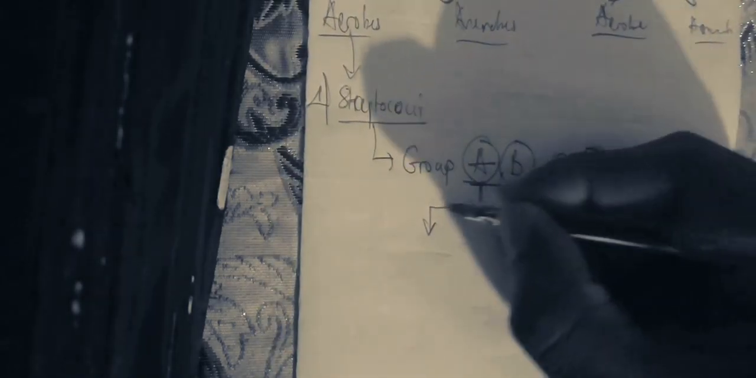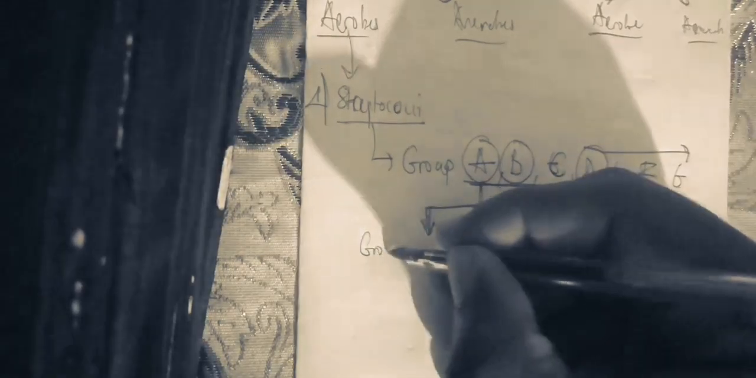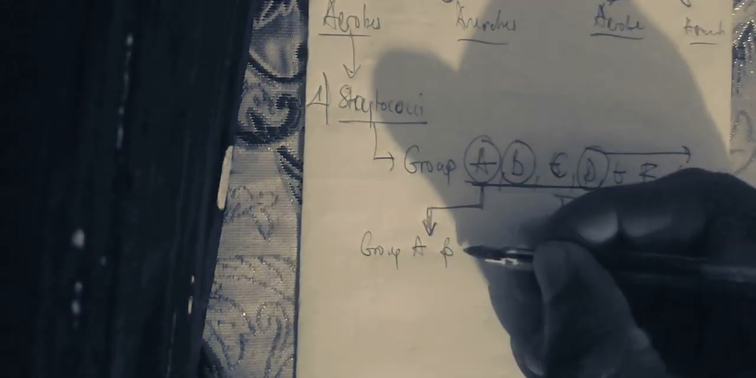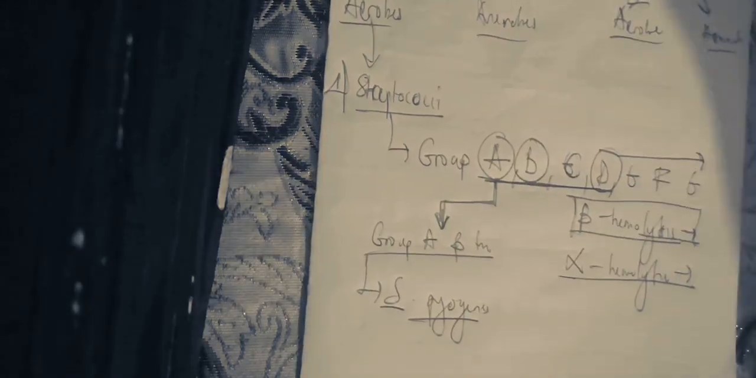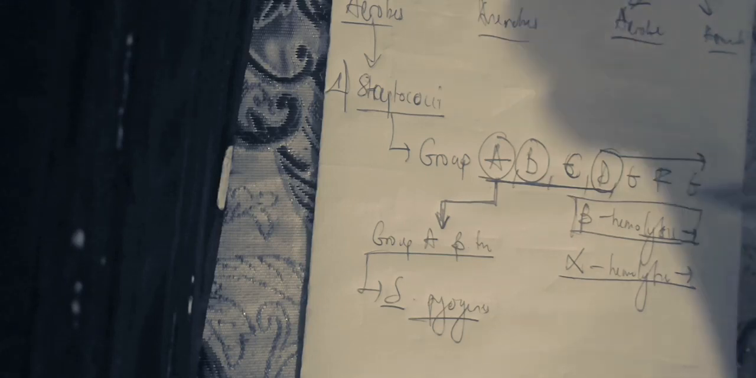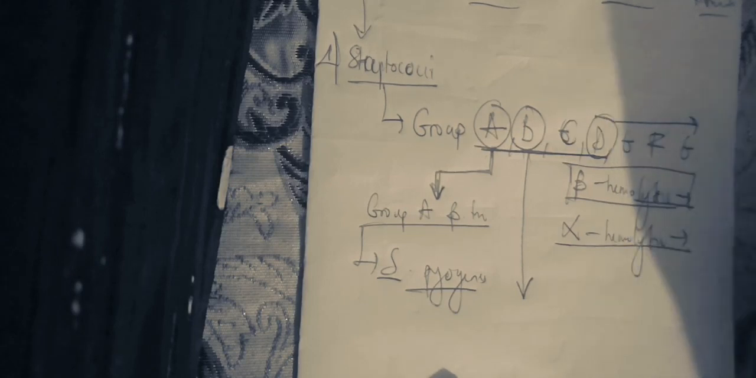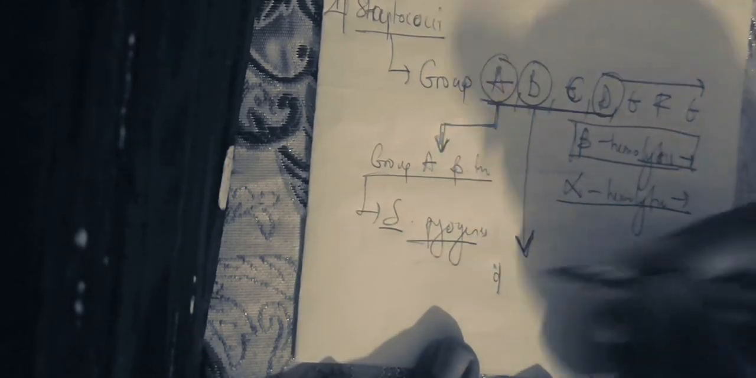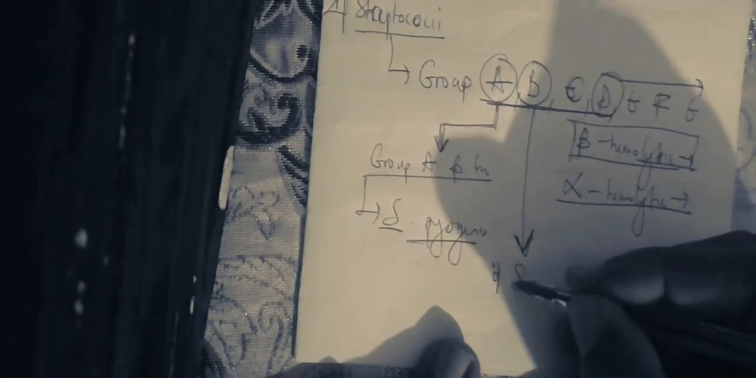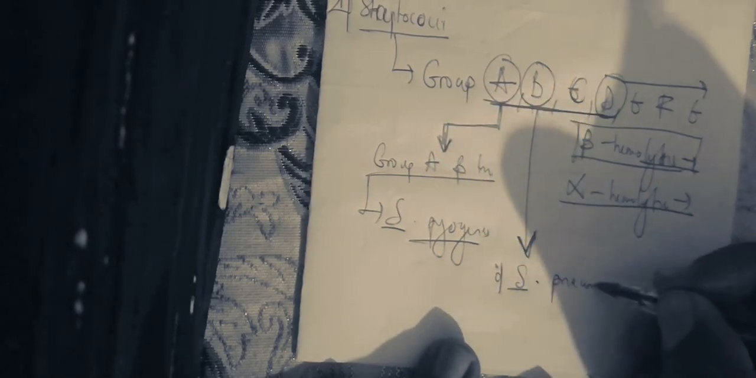So we take an example which is the group A beta hemolytic. Among the examples of group A beta hemolytic, we have Streptococcus pyogenes. Is it clear? So this is an example of the streptococci under the group A beta hemolytic. Now we continue with the group B streptococcus. Is it clear? So under the group B streptococcus, the first one that we have is Streptococcus pneumoniae. Is it clear?